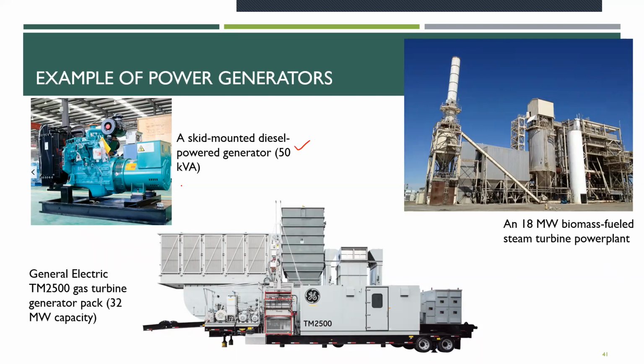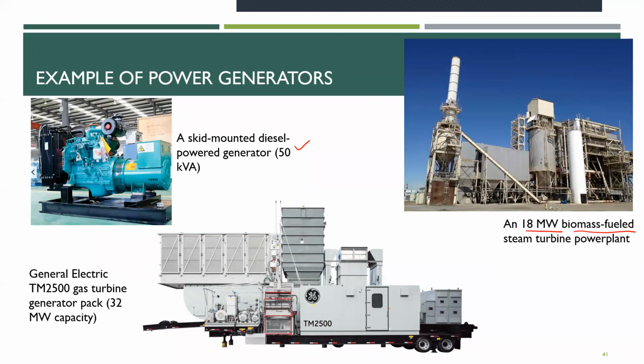So we can actually use it flexibly. The flexibility of the skid mounted diesel power generator is very efficient to use in industrial applications. And the second one, we have the 18 megawatts of biomass fuel. We use the biomass as a fuel for the steam turbine power plant.